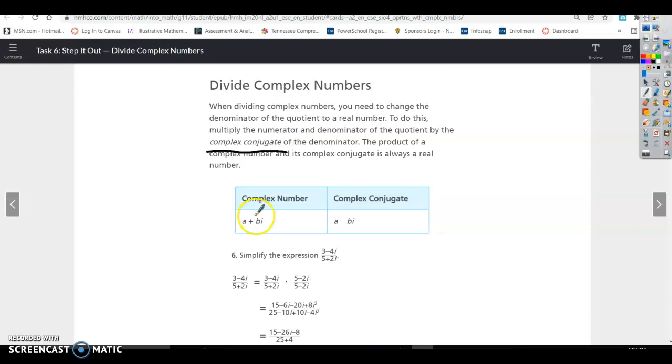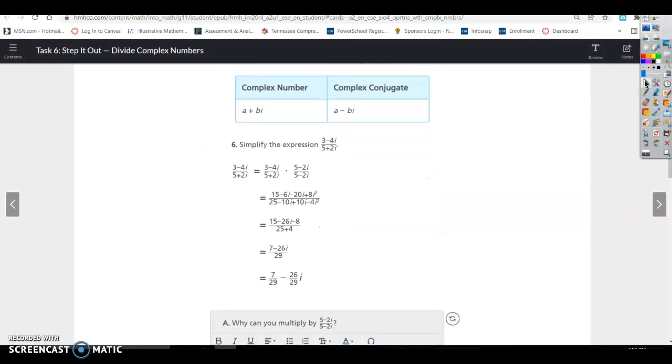All right, so a complex number can be written as a plus bi, and its conjugate is going to be a minus bi. So whatever the complex number is, you're going to change the sign in the middle, and that's going to be its conjugate. All right, so to simplify, let's look at an example here. And this is a way to rationalize your denominator, because you don't want an imaginary number in your denominator any more than you want an irrational number in your denominator.